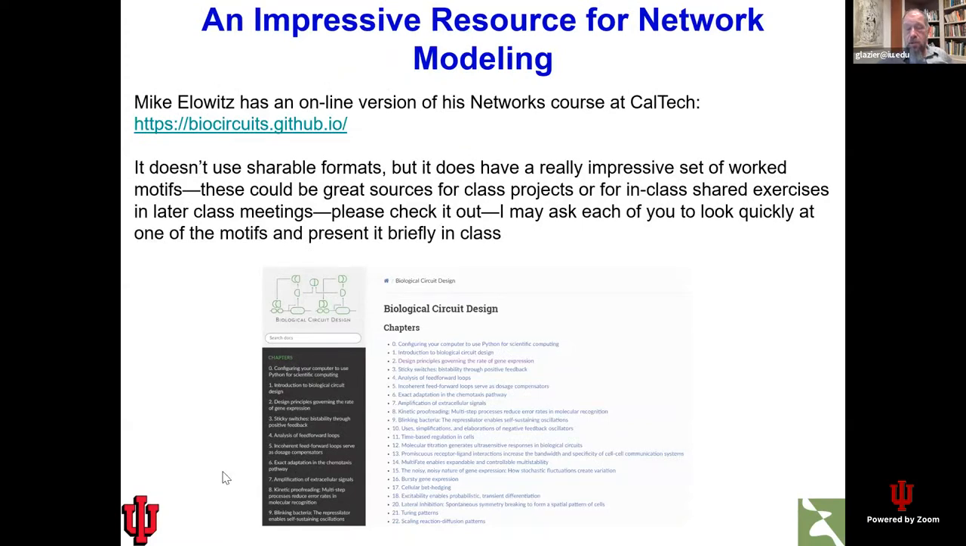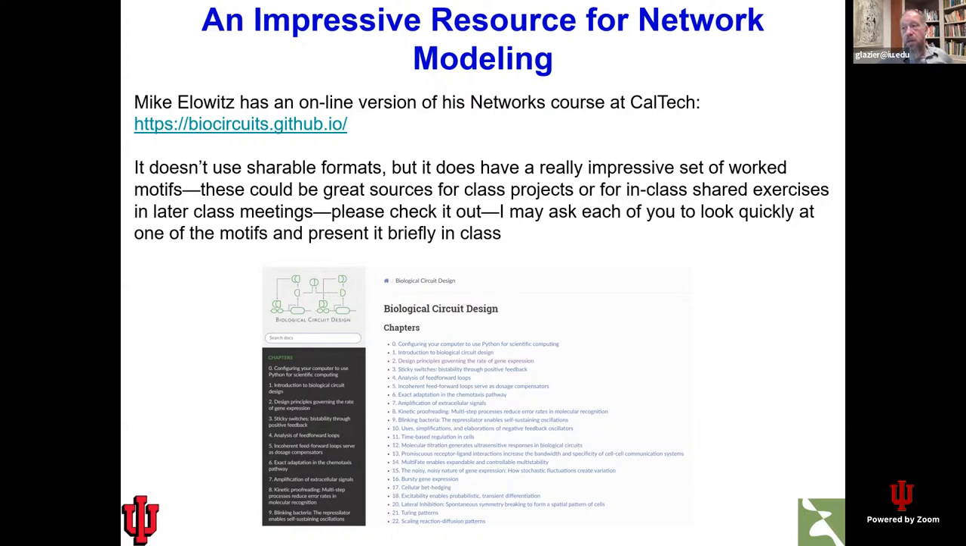So I think I may have mentioned this, but if not, there is an online resource by Mike Elowitz at Caltech, which is an online textbook called Biological Circuit Design. There's a link, biocircuits.github.io. And I would say that this textbook is a little bit more mathematical than what we're going to be doing. It covers a lot of the same ground as Herbert's text. It has a number of nice motifs and their analysis, which are missing in Herbert's textbook. Herbert doesn't have as many motifs.